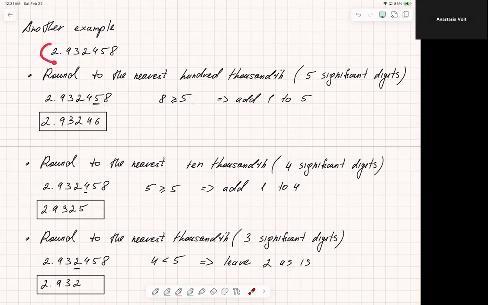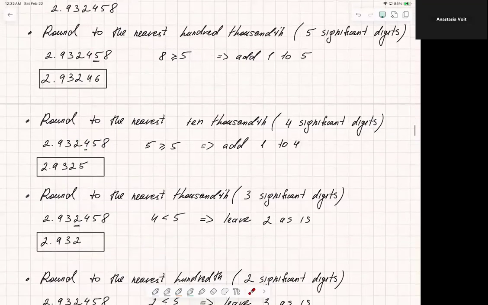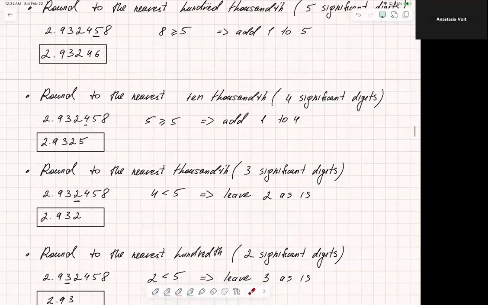Now the same number, but now let's round it to 10,000s. Again, we don't say it like that. We usually say round it to 4 significant digits or significant figures. So we have 1, 2, 3, 4. So this number 4 is the digit of interest. Now let's look at the next digit after it. It's 5. So the condition is 5 is greater than or equal to 5. So we add 1 to our digit of interest. So it becomes 2.932, and now since 5 is greater than or equal to 5, we add 1 to 4. So that becomes 5. All right.